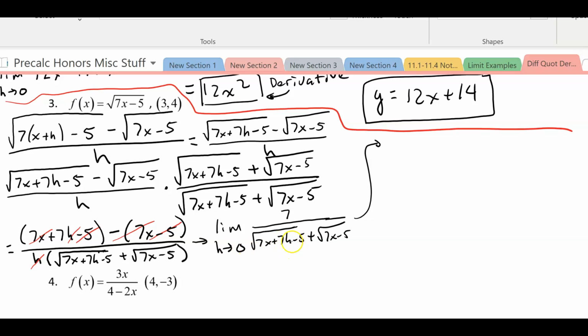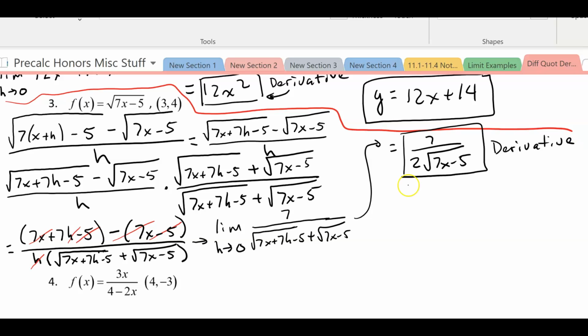So when I substitute h as 0, this is going to be 7x minus 5 plus another 7x minus 5. So this gives us 7 over, so square root of 7x minus 5 plus another square root of 7x minus 5 gives us 2 square root 7x minus 5. So here's our derivative. For our purposes, there's no reason to rationalize the denominator, but we could if we needed to.